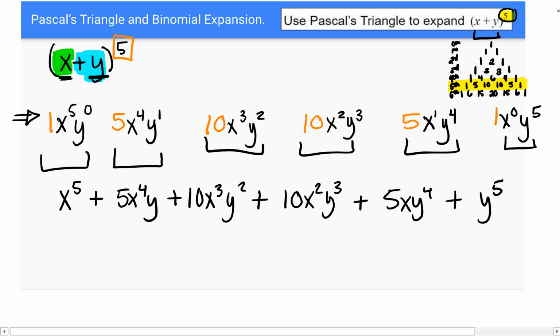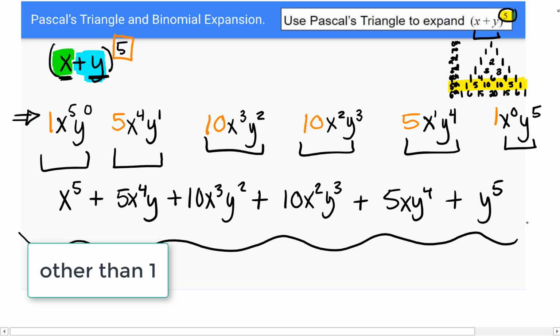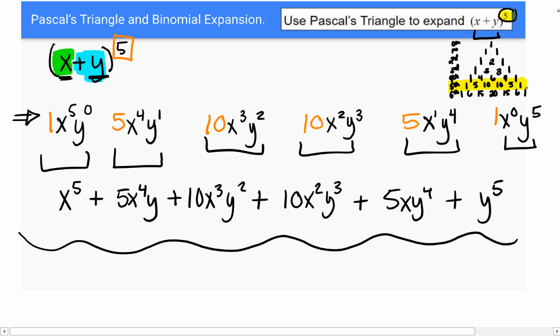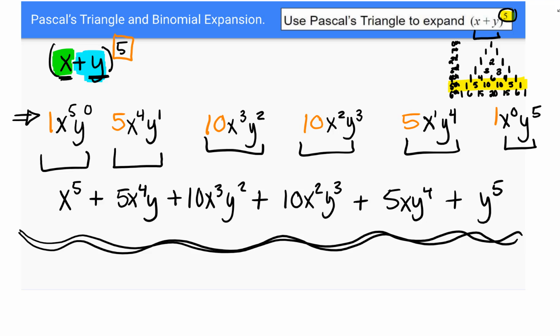All right, this is the expansion of x plus y, quantity to the power of 5. As you can see, because the first term was a variable, the second term was a variable, and neither of them had a coefficient, the coefficients for our expansion are the numbers in the 5th row of Pascal's triangle. But if you have a coefficient on this x or a coefficient on this y, that will end up changing the resulting coefficients of the expansion.